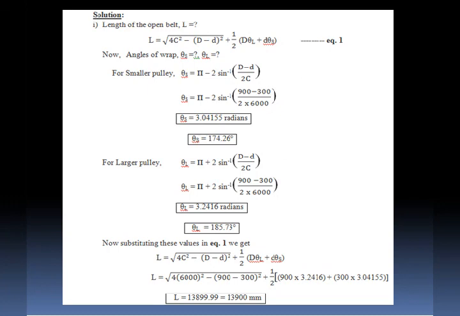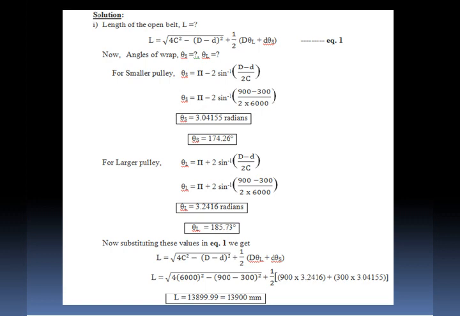Now here we know the values of capital C, capital D and small d. Capital C is nothing but the distance between the shafts, that is 6000 mm. Capital D is the diameter of the larger pulley, that is 900 mm, and small d is the diameter of the smaller pulley, that is 300 mm. And theta suffix L and theta suffix S we need to find.